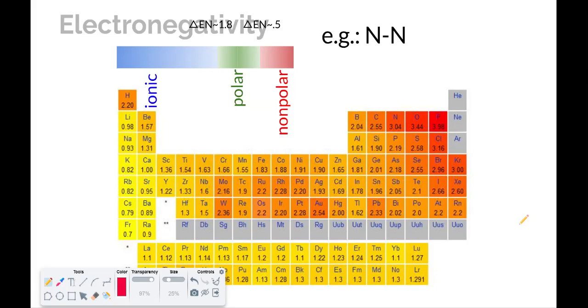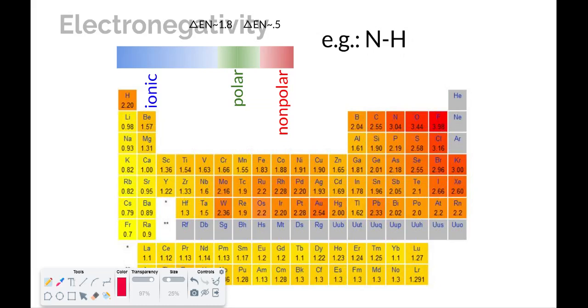Let's look at some examples. An N-N bond. Here the electronegativity difference is 0 because it's nitrogen on both ends, so one electronegativity is the same as the other. There is no difference, so this is a completely nonpolar covalent bond. Here's another example, an NaF bond. The electronegativity difference here is around 3. That's way over on the blue side. Also, sodium is a metal and fluorine is a nonmetal, so both of those factors tell you that this is an ionic bond. This isn't a covalent bond at all.